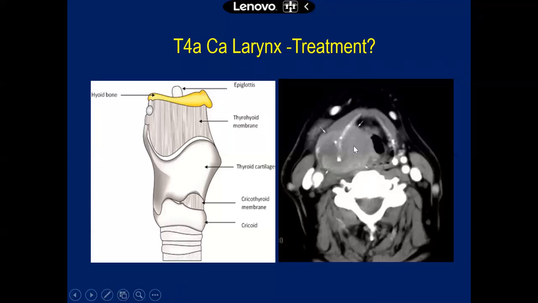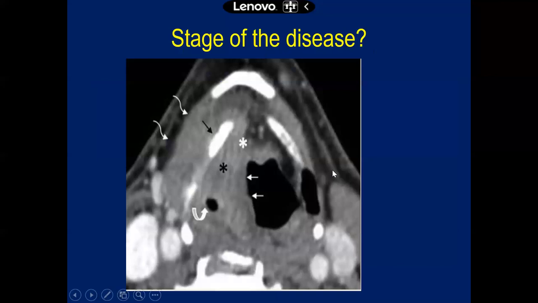So for this patient, proper evaluation of function is required, any signs of aspiration. If so, then it is better to treat the patient with surgery. If no aspiration, then I treat with chemoradiation. I may give induction chemo for this patient because this patient may have an airway compromise, very bulky disease: chemo followed by chemoradiation.